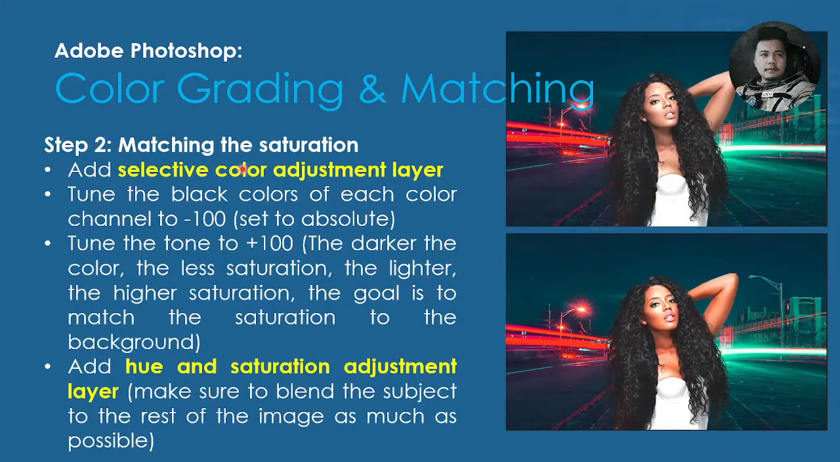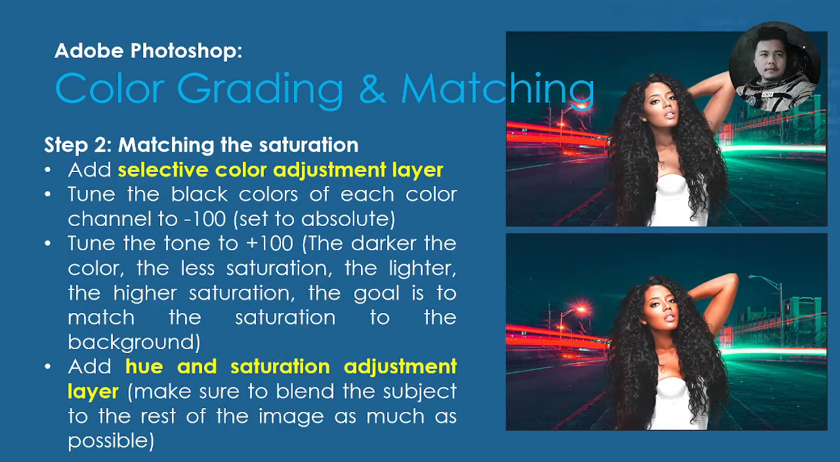All right, so the second step is matching the saturation. So add a selective color adjustment layer and then tune the black colors of each color channel to negative 100, and then make sure to set it to absolute. Tune the tone to plus 100. The darker the color, the less saturation. The lighter and higher, the higher the saturation. The goal is to match the saturation to the background.